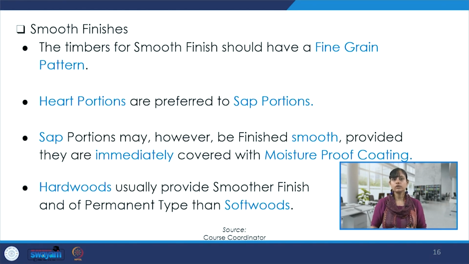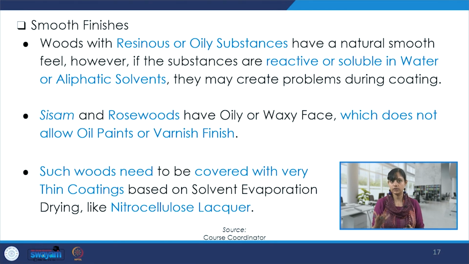And also, when we talk about smooth finishes, the timber should have a fine grain pattern and therefore it will result in a smooth finish. And we talked about the hard portion and the sap portion in the beginning. So the hard portion of the wood is preferred to sap portions if we require smooth finishes. And the sap portion may however be finished smooth provided they are immediately covered with a moisture proof coating. So we can do that, but we have to do some treatment. So hardwoods usually provide smoother finishes compared to the softwoods. So these are some of the important details that one has to keep in mind when we are talking about finishes.